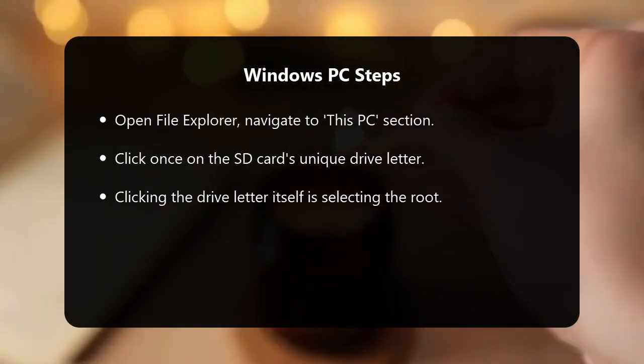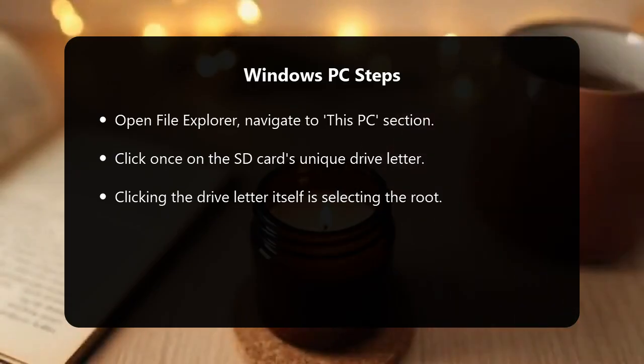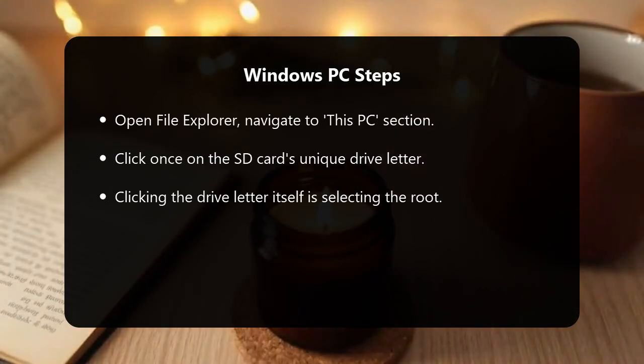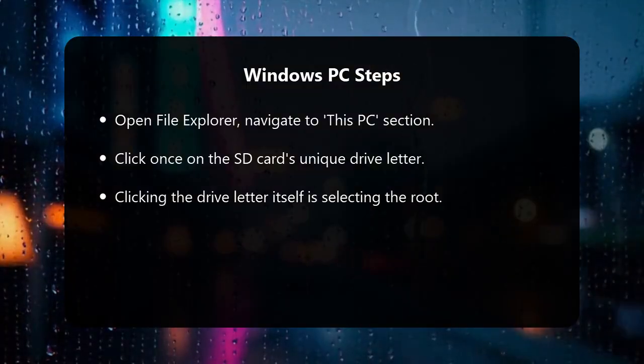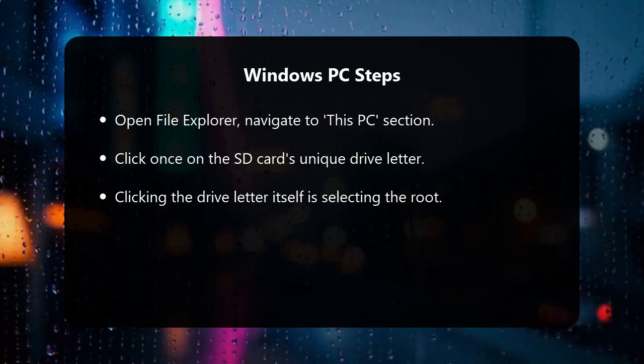To select its root directory, you simply click once on this drive letter icon. You do not double-click to open it and then navigate inside. Clicking the drive letter itself is selecting the root. Some applications might then have a Select Folder or OK button to confirm your choice.